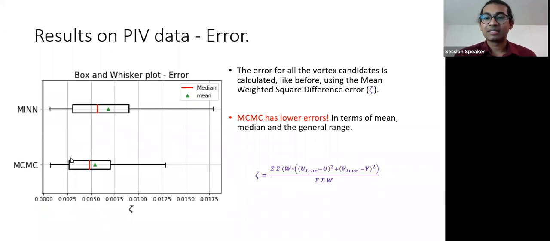And as done in the case of synthetic data, let's also observe the errors on PIV data. The error for all the vortex candidates is calculated similarly by using the zeta function, whose formula can be seen below. A box plot can be seen on the right. Here, the x-axis shows the zeta values, and interestingly, MCMC has lower errors in terms of the mean, the median, and the general range when compared against traditional minimization approaches like the truncated Newton's algorithm.